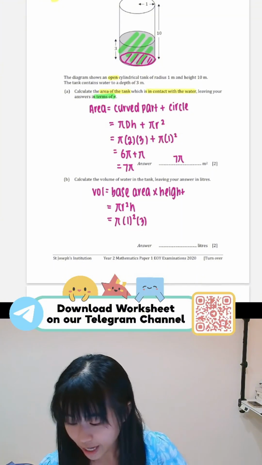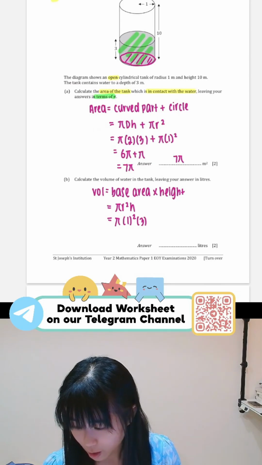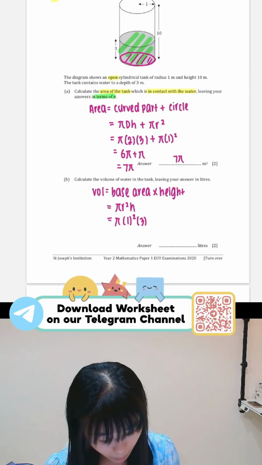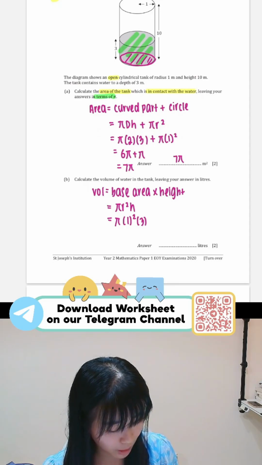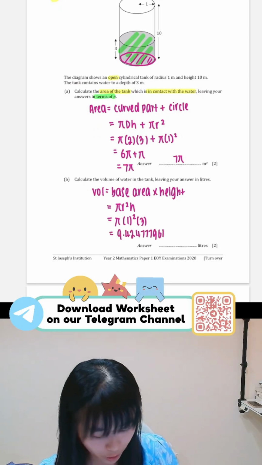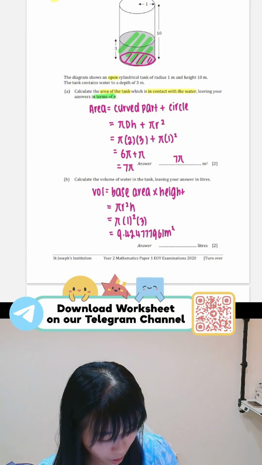Then you just key into your calculator. Because they never say anything about pi, I'm going to use the calculator: pi times 1 square times 3, I will get 9.424777961. I'm just going to write the whole thing down. And this is meter cube. But they want it in liters.